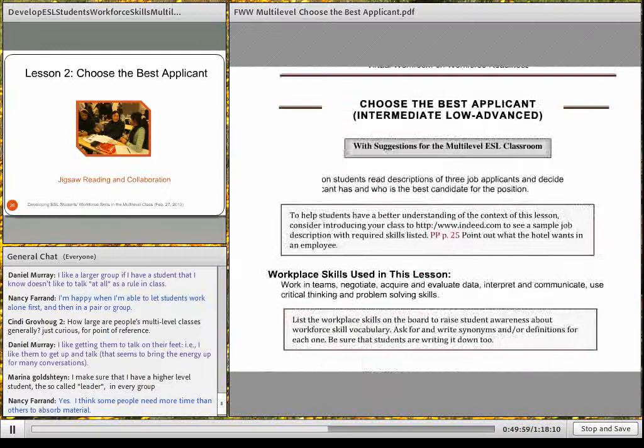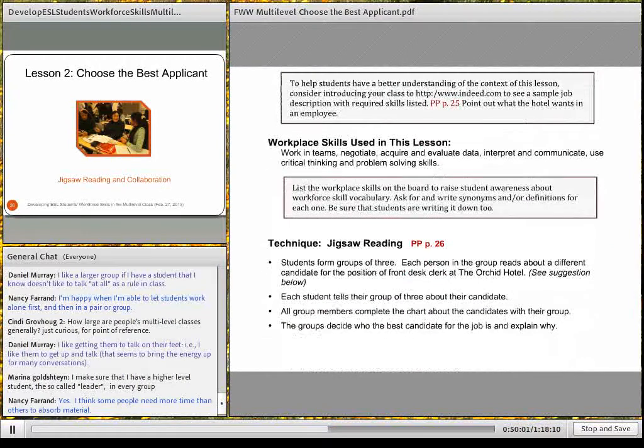All right, and coming down on this lesson, moving down, workplace skills: work in teams, negotiate, acquire and evaluate data, interpret, communicate, use critical thinking and problem-solving skills. So this is where you're going to want to think about your grouping and putting a higher level student with lower level students. And you'll see below here the technique.